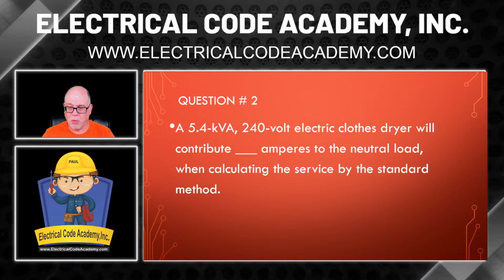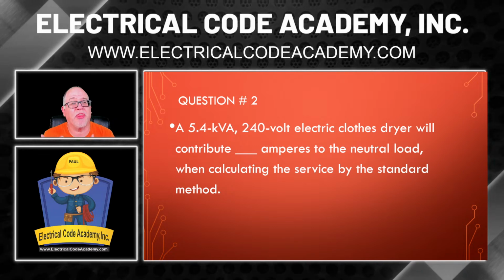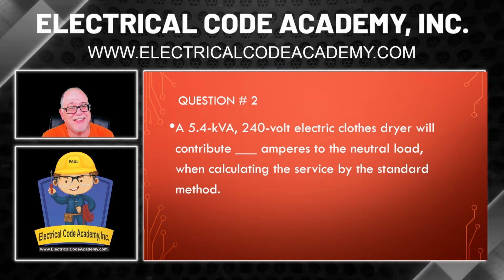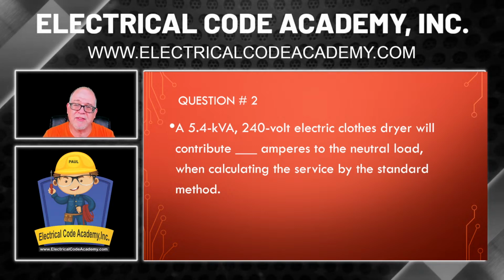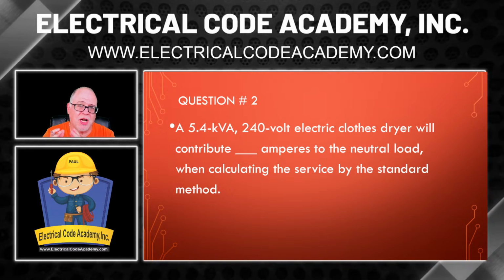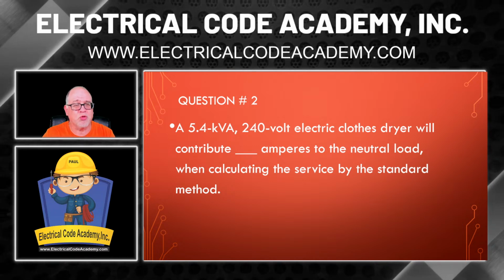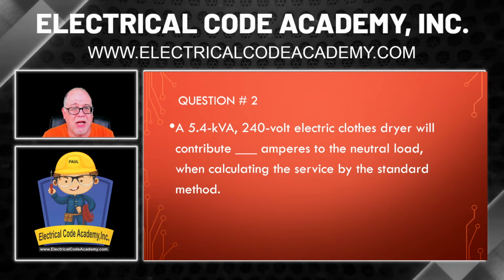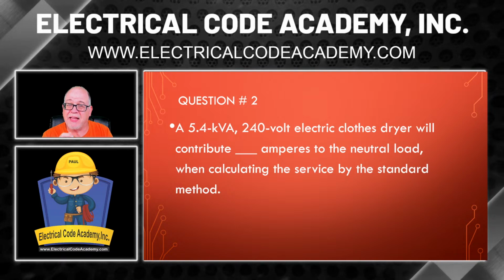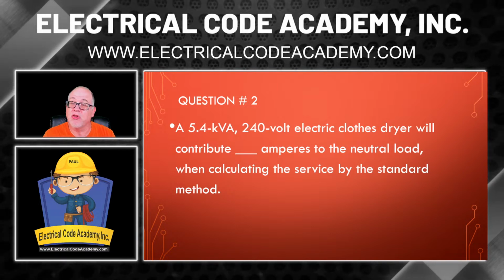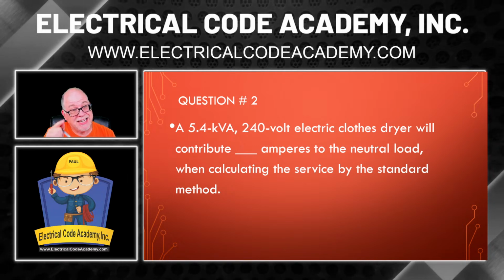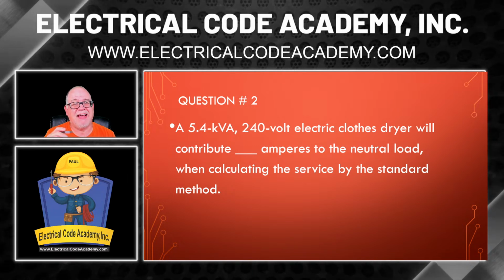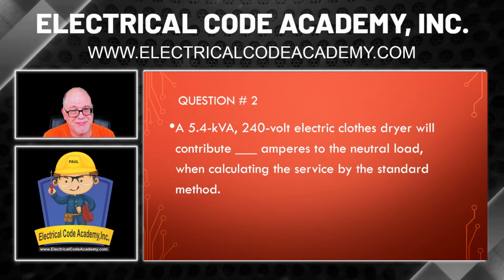So we know that we're going to be deep within part 3 of 220 because that's where the standard method is. We also know that this is asking about neutral contribution. So we know there's rules that have to apply to that as well. And there's a percentage of demand that we can apply to the value in order to get our contribution. But in this one, there's a little more math because we have to get this to amps, right?